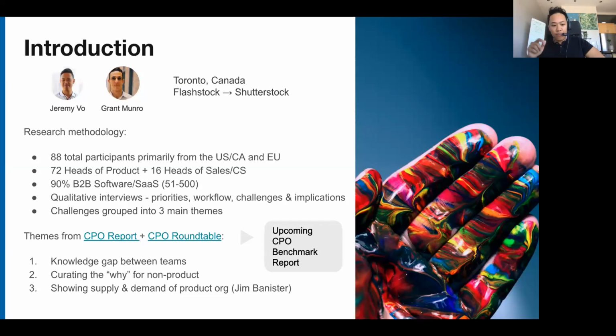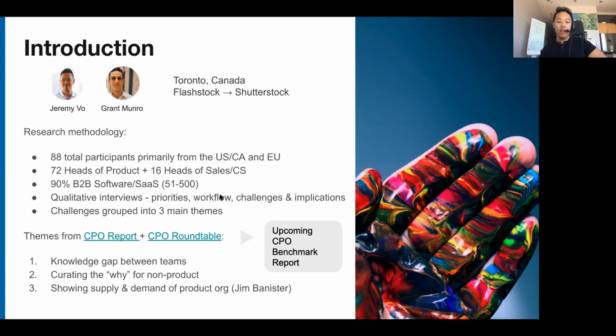The second theme over here is curating the why for non-product teams. So favorite anecdote here was sales and CS teams are super hungry and ravenous for how the roadmap ties into customer stories. That whole customer piece is missing. So being able to showcase how a product team comes up with their decisions in the first place to the rest of the company, super important.